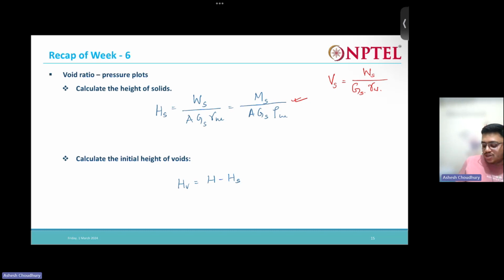Now the initial height of void. So what is the volume of voids? Total volume minus volume of soil solids, right? So similarly, the initial height of void is going to be nothing but H minus Hs, the initial height of the soil sample minus Hs, the height of soil solids. It is going to be Hv.